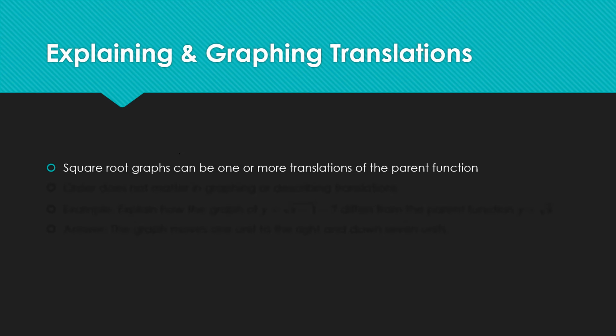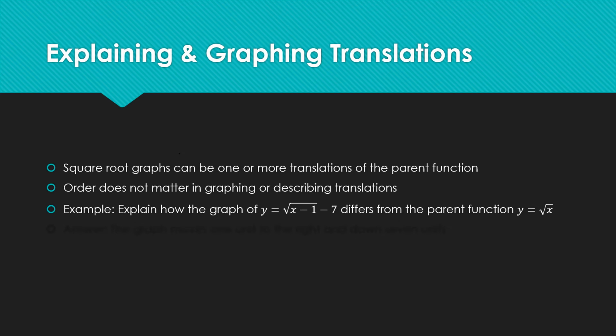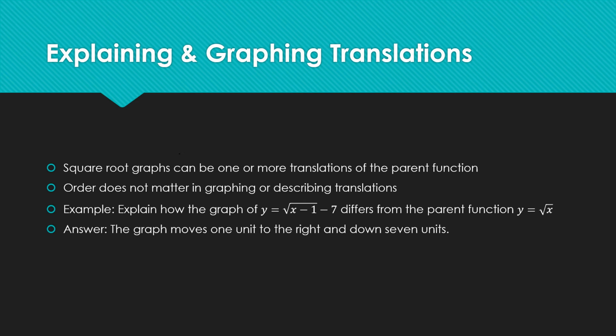Square root graphs can be one or more translations of its parent function. Order never matters when you're describing or graphing translations. Here's an example. How does the graph of y equals the quantity radical x minus 1 minus 7 differ from its parent function y equals radical x? It's going to move 1 to the right and down 7 units. If you said down 7 units and 1 to the right, you're not wrong. The order doesn't matter when you're describing a translation.